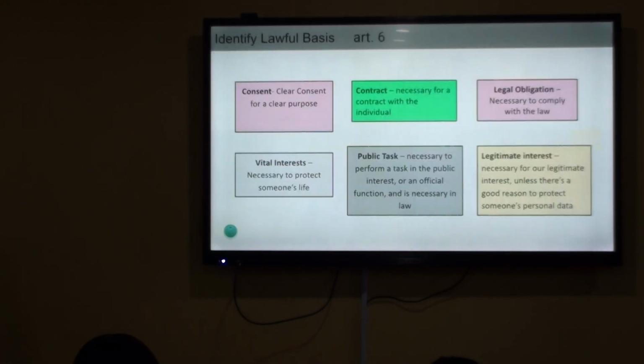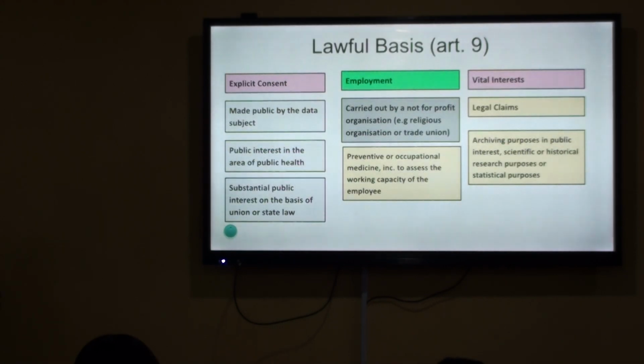If you are processing general personal data, you're required to identify one lawful basis for processing in this article. Among the 6 of them, you have to identify one to process general personal data. It is the same for you as Nigerians under the DPA. And if you're processing special category data, you're expected to identify one among the earlier 6, the previous 6, and then another one in Article 9.